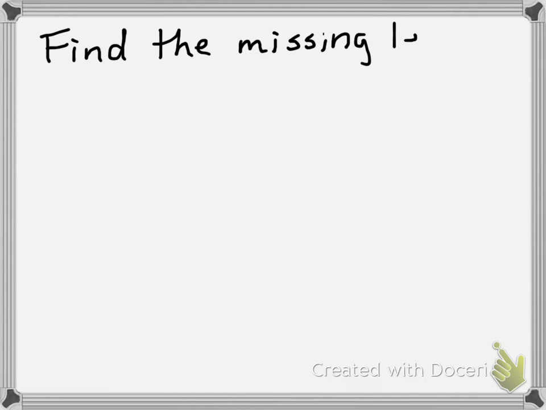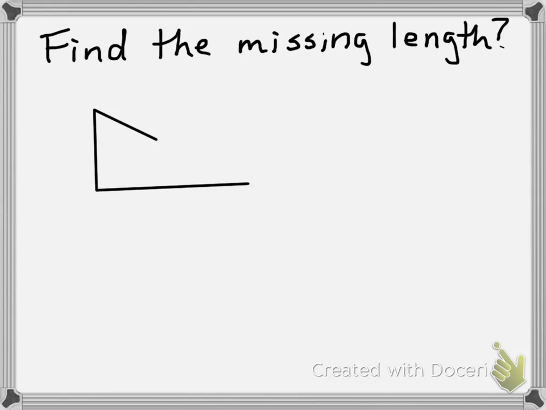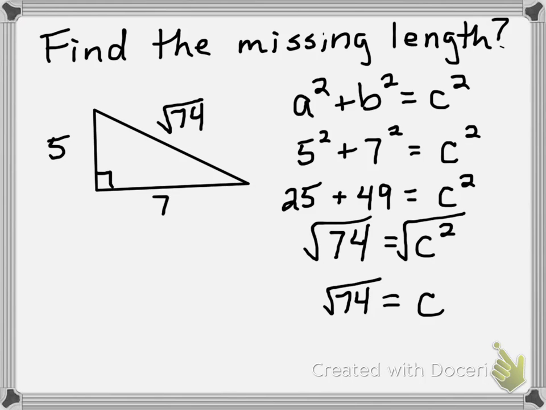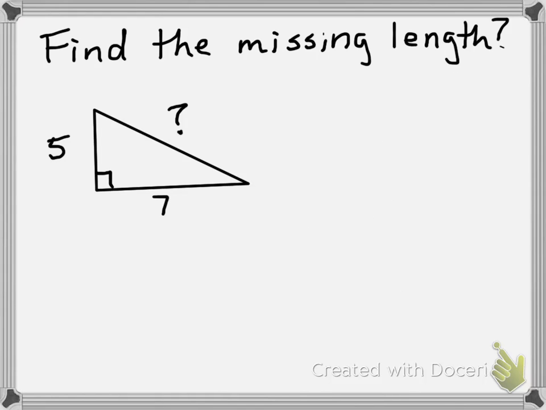Now, here's the most common use for the Pythagorean theorem, and that's to find the missing length in a right triangle. Okay, and how do we find the missing length? Well, we have to use the Pythagorean theorem. So we have to use a squared plus b squared equals c squared.